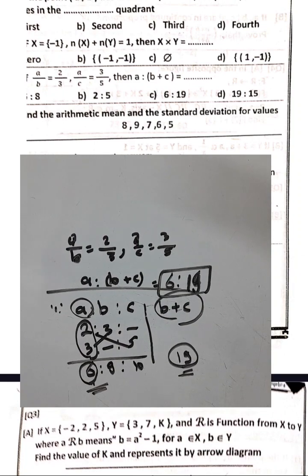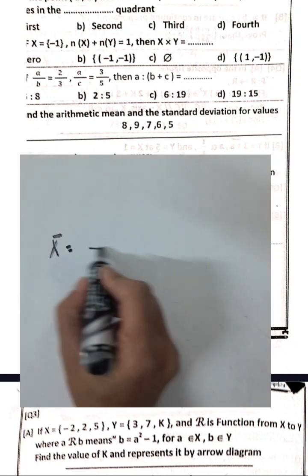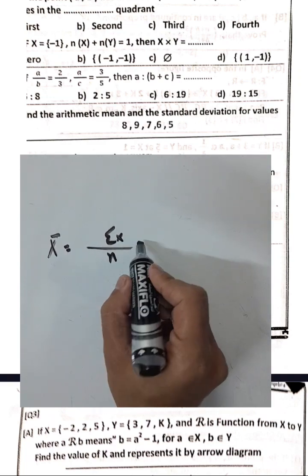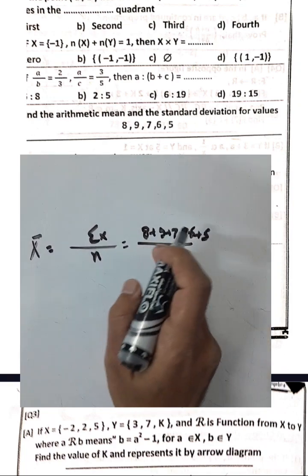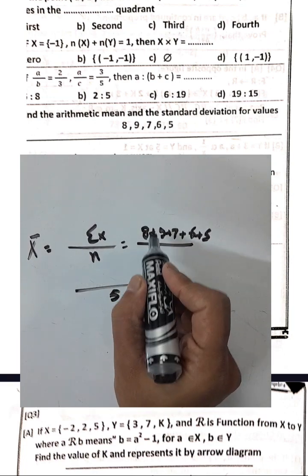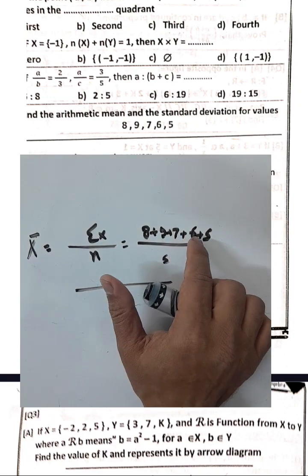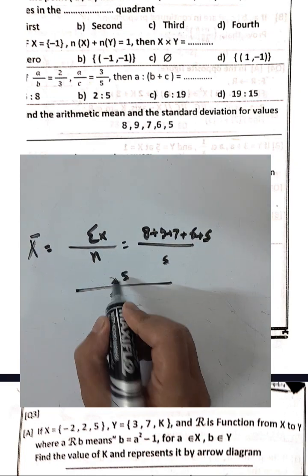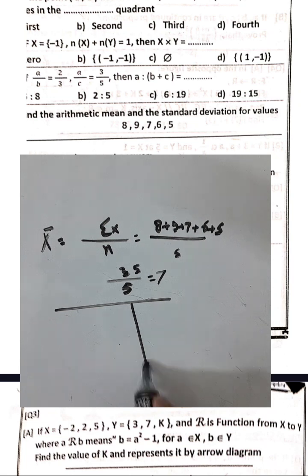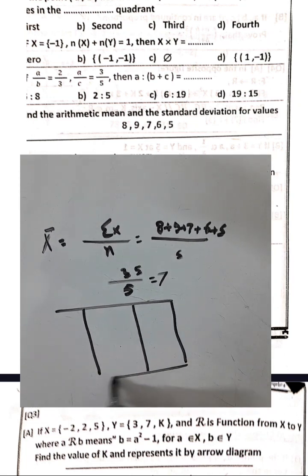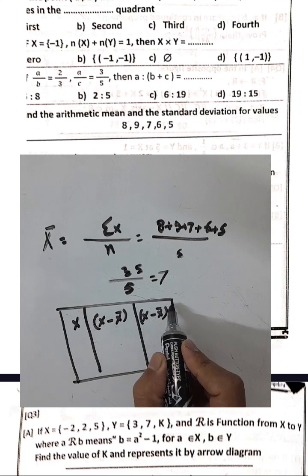Next question, find the arithmetic mean and the standard deviation for the values here. The first step, x bar equals the sum of the elements of x over the number of elements in the set. We add 8 plus 9 plus 7 plus 6 plus 5 over 5. 8 plus 9 is 17, 17 plus 7 is 24, 24 plus 6 is 30, 30 plus 5 is 35. 35 divided by 5 equals 7. Then the next step: draw a table and divide it into 3 parts: x, x minus x bar, and (x minus x bar) squared.